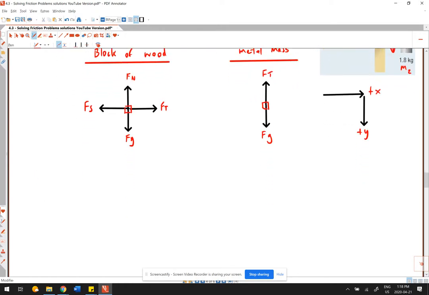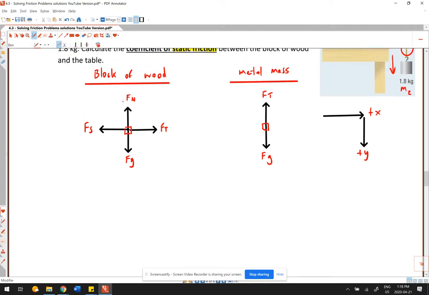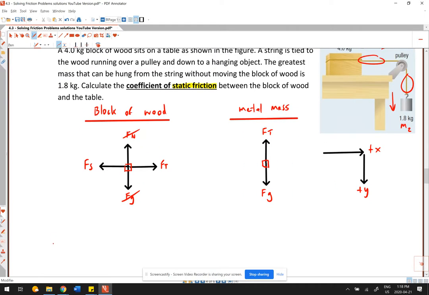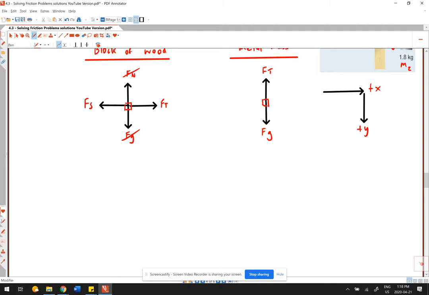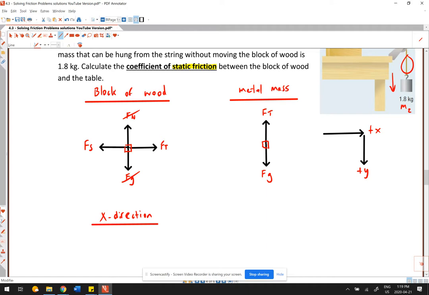Now, in terms of our block of wood, in our Y direction, the normal force and gravity will cancel. They'll balance each other out. So we are only going to be looking at our forces in the X direction, because our box is moving strictly in the X direction. For our metal mass, there is no motion in the X direction. There's only forces that are in our Y direction. So we're going to be looking at our forces in the Y direction.